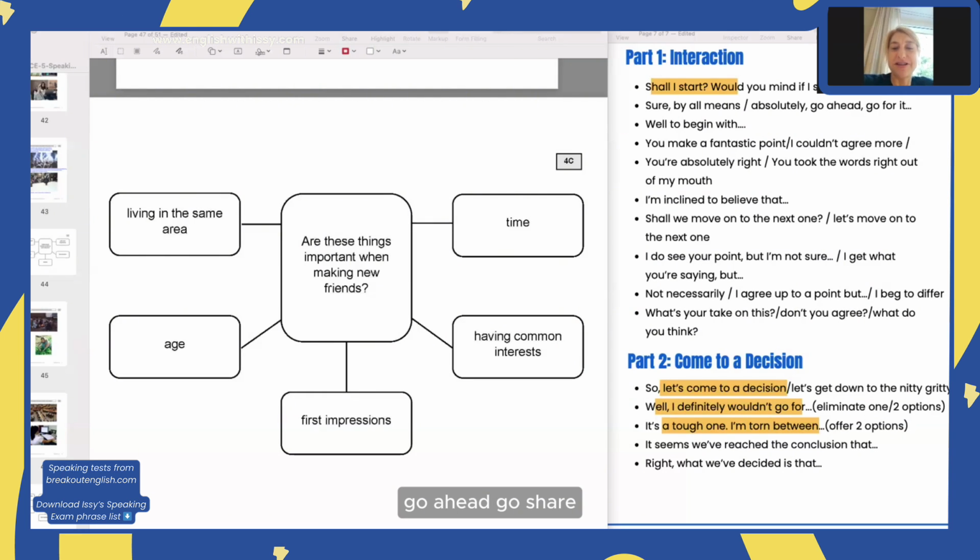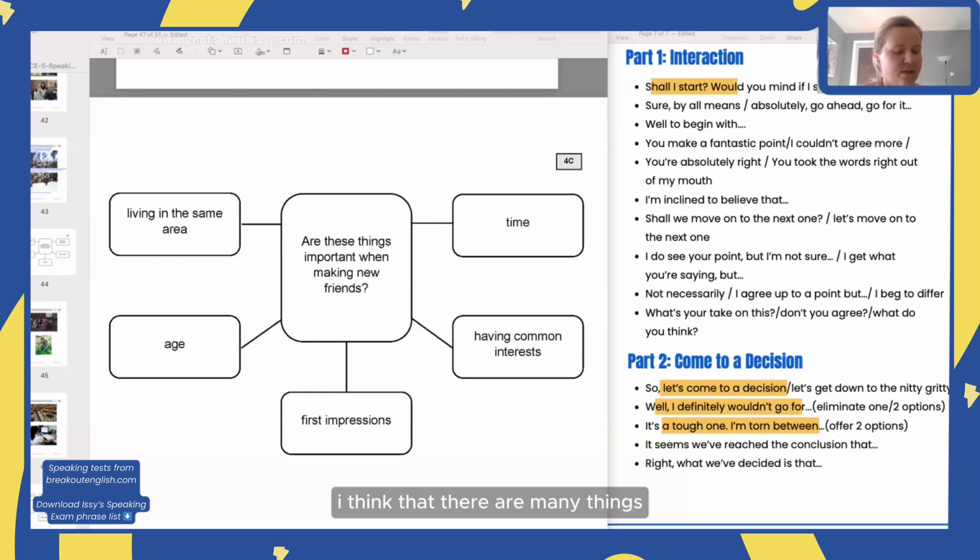Go ahead, Gosia. I think that there are many things which are important when you try to make new friends, but one of them is having common interests, because you can share your hobbies with another person and you can spend your valuable time together. What do you think?